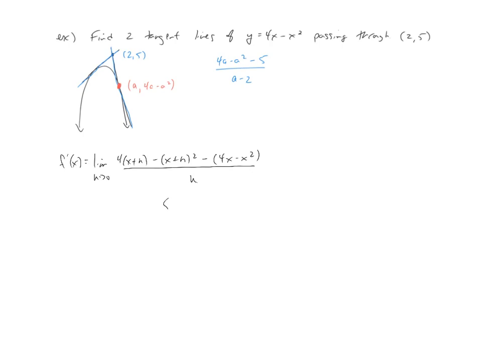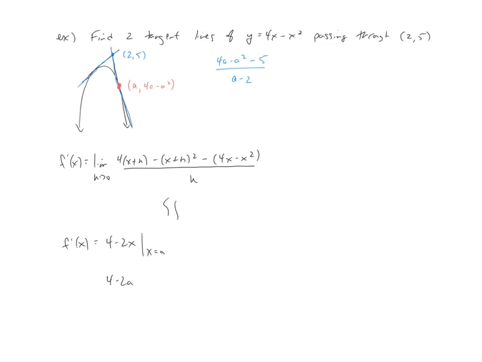Now, I'm not going to go all the way through this. You certainly could on your own. But when doing so, you would find out that once we evaluate as h goes to 0, you end up with 4 minus 2x. So there's our derivative. If we want to know what the slope of that line is going to be at the point x equals a, we'll evaluate and we'll get 4 minus 2a.